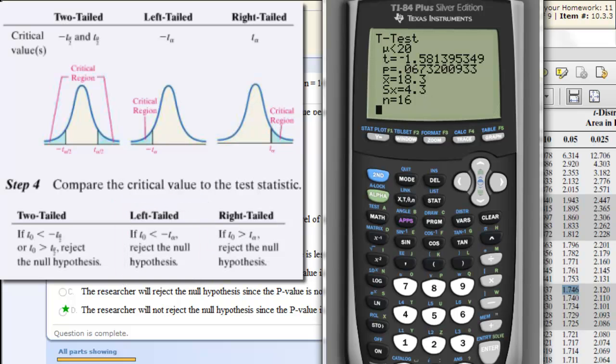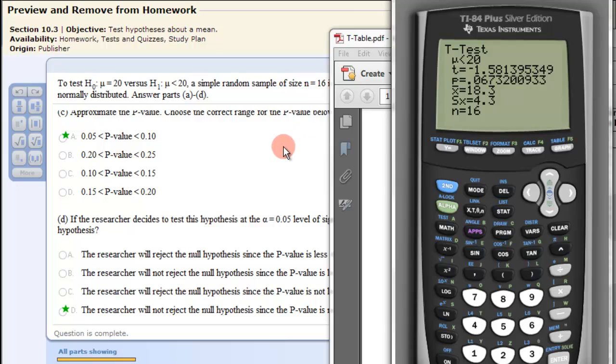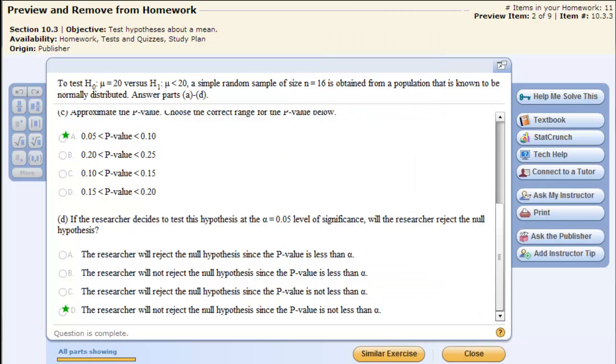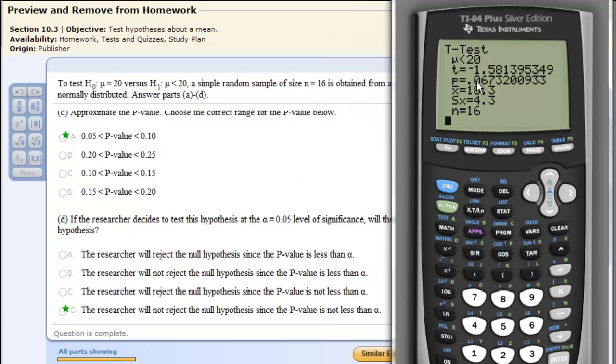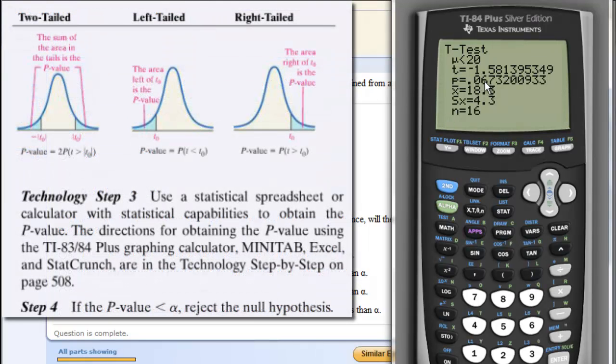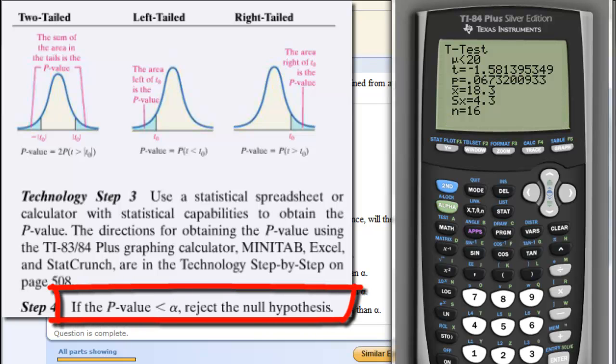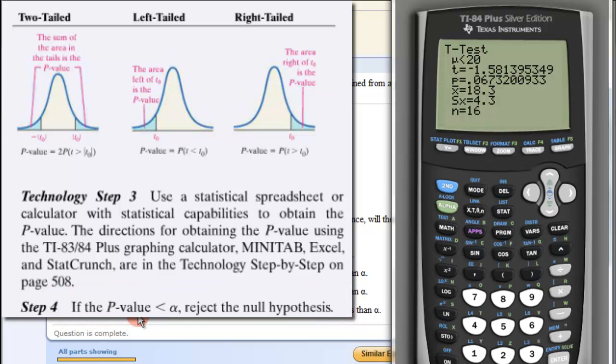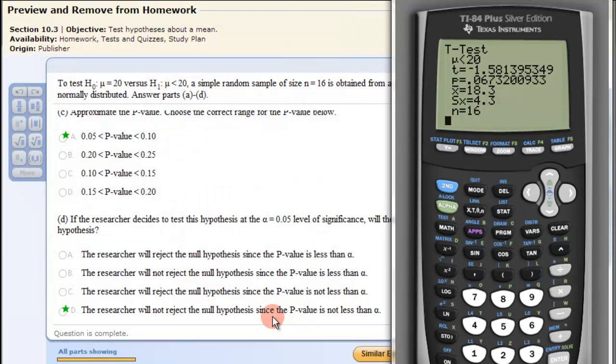Now if we look at the p-value, at the 0.05 level of significance, our p-value is 0.06. So again, if the p-value is less than the level of significance, we reject the null hypothesis. But since the p-value is not less than alpha, the researcher will not reject the null hypothesis. So there are two ways to use the information to reject or not reject the null hypothesis.